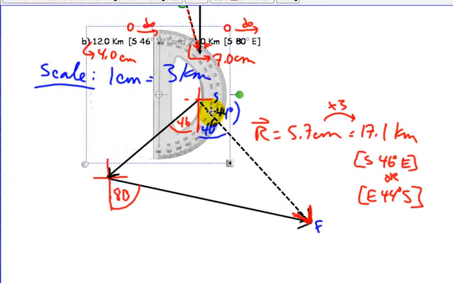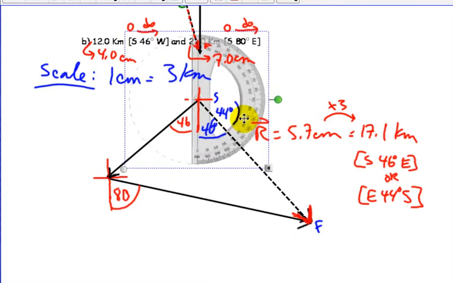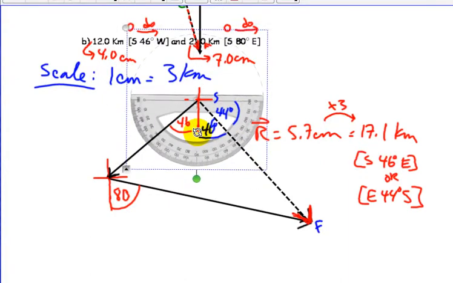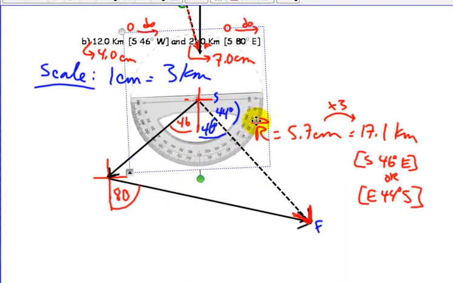And then here, one of 2 directions. You can choose either way to do it. The vector is pointing in quadrant 4 here again, so you could go south 46 east, or if you start off at east, 44 degrees south. Either one is acceptable. And again, you're allowed to be off by a little bit, within reason.